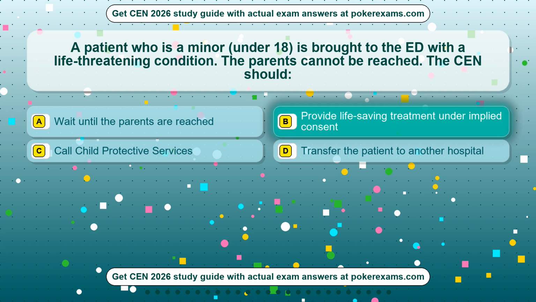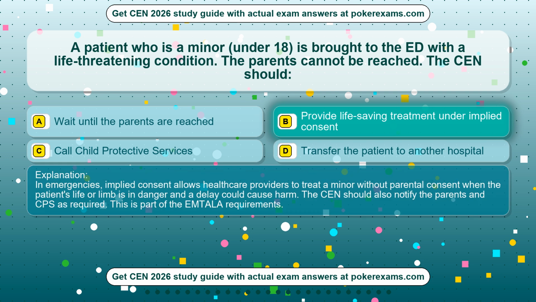Provide life-saving treatment under implied consent. In emergencies, implied consent allows healthcare providers to treat a minor without parental consent when the patient's life or limb is in danger and a delay could cause harm. The CEN should also notify the parents and CPS as required. This is part of the EMTALA requirements.